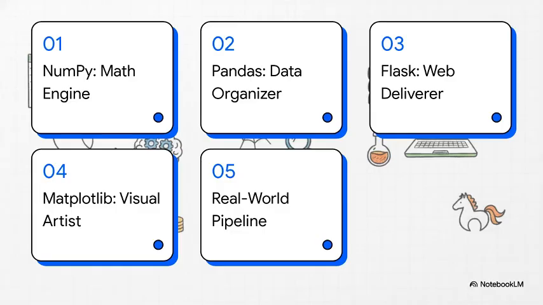All right, let's dive right into this. Here is our roadmap for today. We're going to cover 1. NumPy, the math engine. 2. Pandas, the data organizer. 3. Flask, the web deliverer. 4. Matplotlib, the visual artist. And finally, 5. The masterpiece, where we build a real-world pipeline.